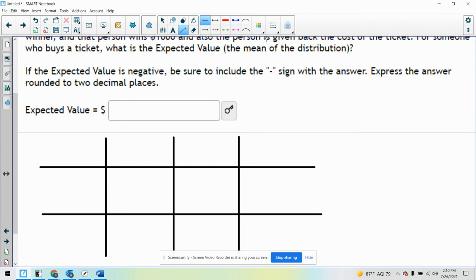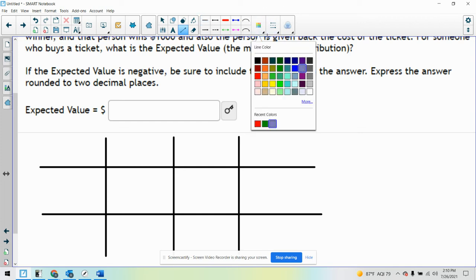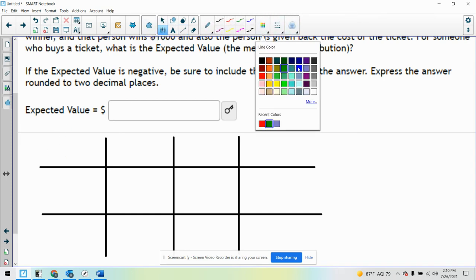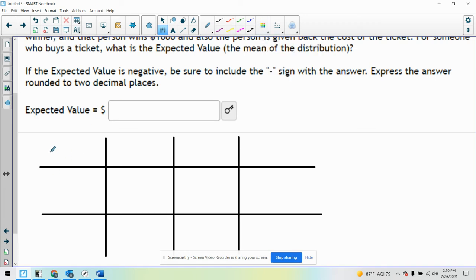So then I'll label this in the following way. The first column is going to be outcome, then the payout, the probability, and then we're going to multiply.